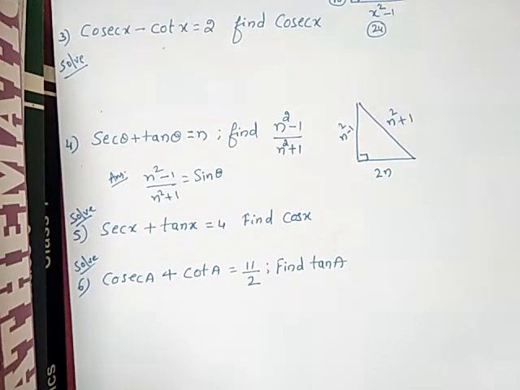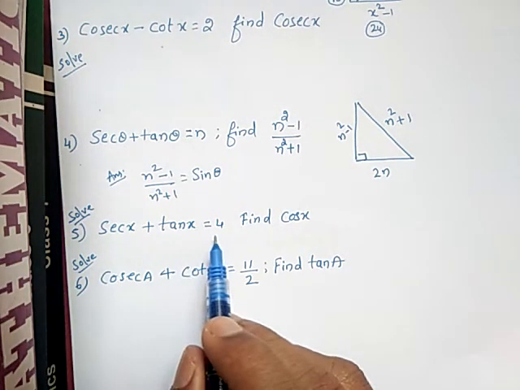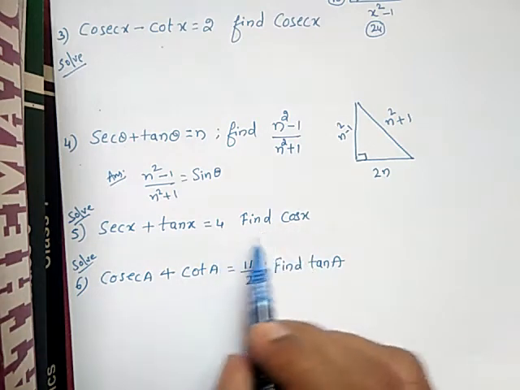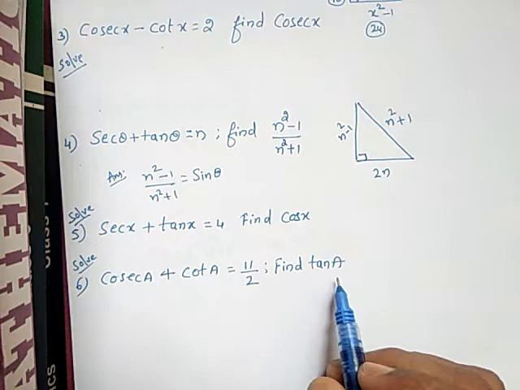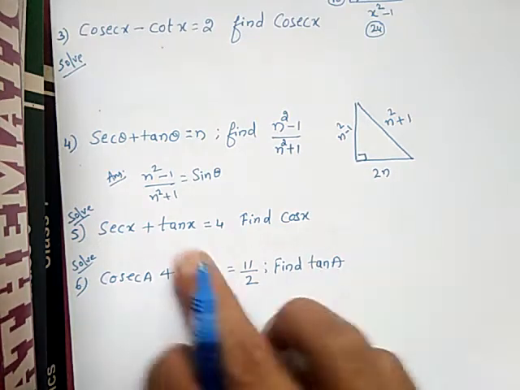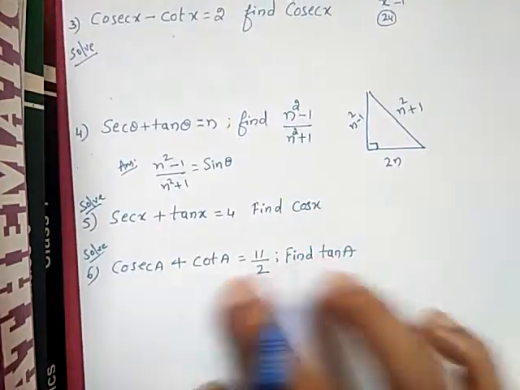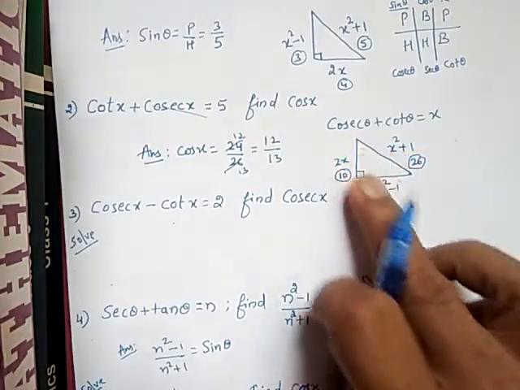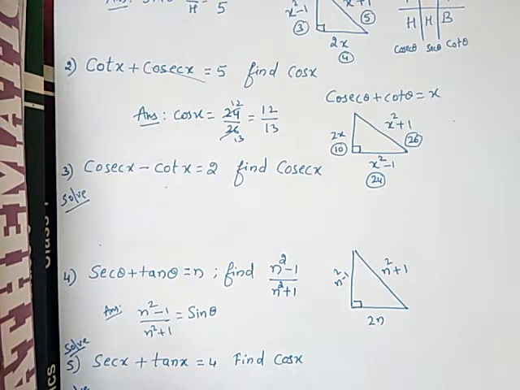This is a short trick. So in the same way you can go for this one also: sec x plus tan x is equal to 4, find cos x. You can find like this also. Now cosec a plus cot a is equal to 11 by 2, find tan a. So by using the same method, for this one go for the first method, and this last question you can go for the second one, so that you will get the answer. So just you can comment me the answer of this question for 5th and 6th.